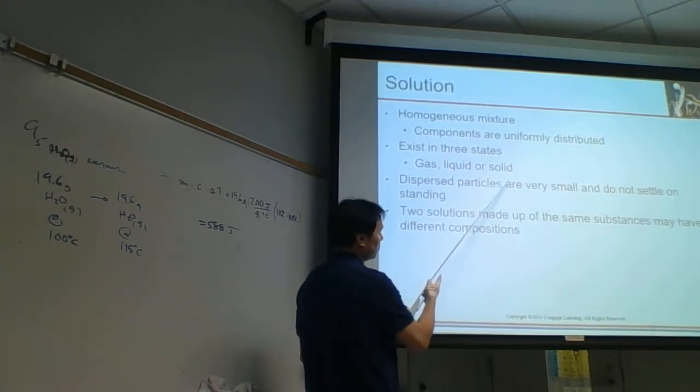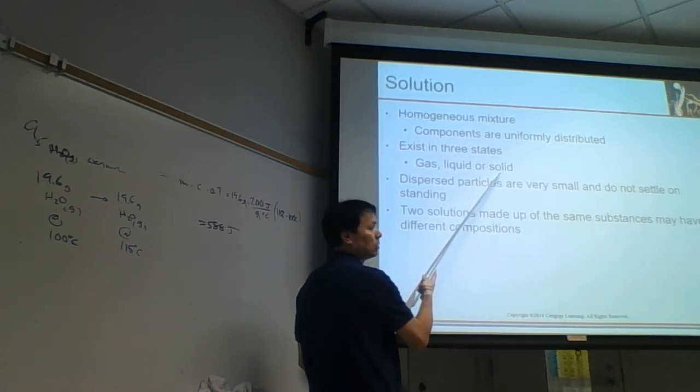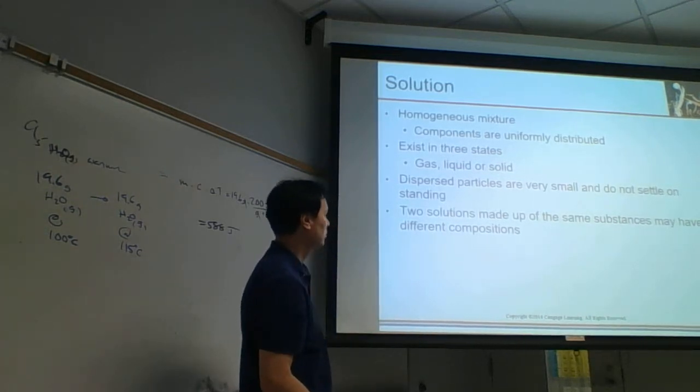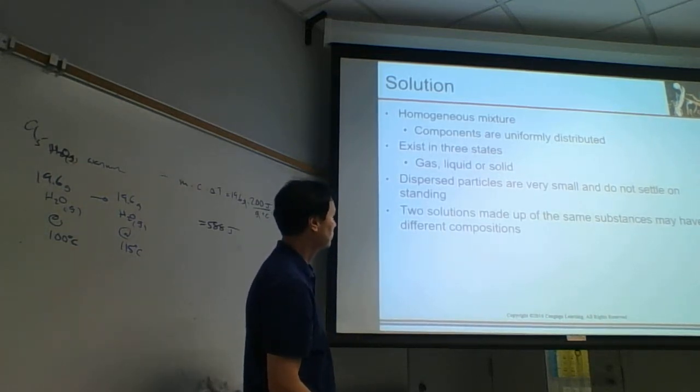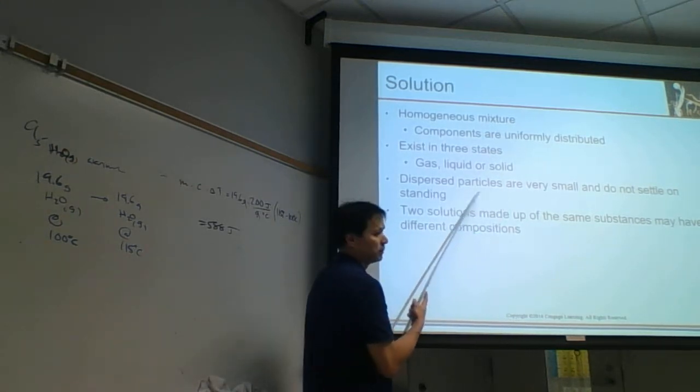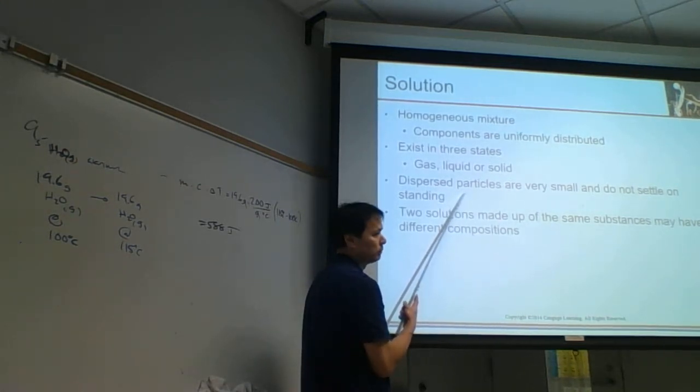Solid solution would be like brass or sterling silver or 18-karat gold. Those are all solid solutions, but they look pure. They aren't. They're mixtures. They look pure because the dispersed particles are very small. You can't really see them there.